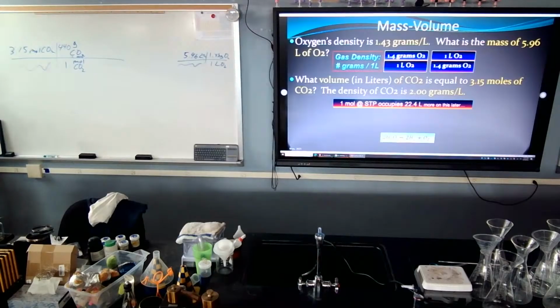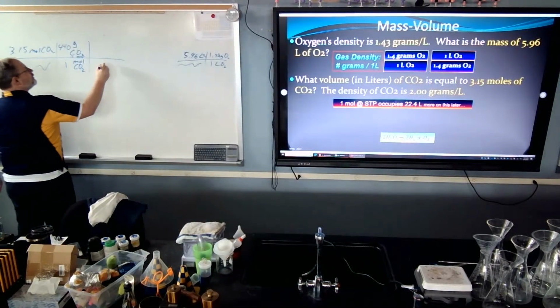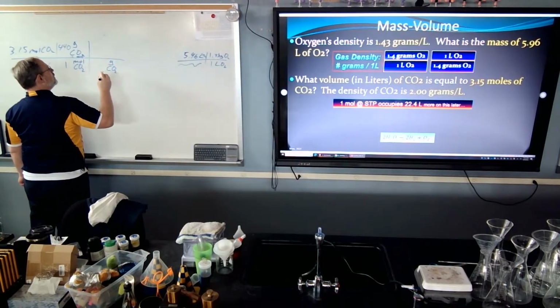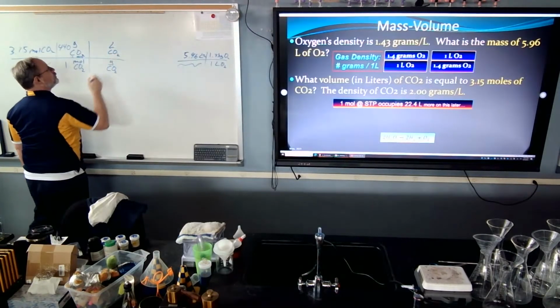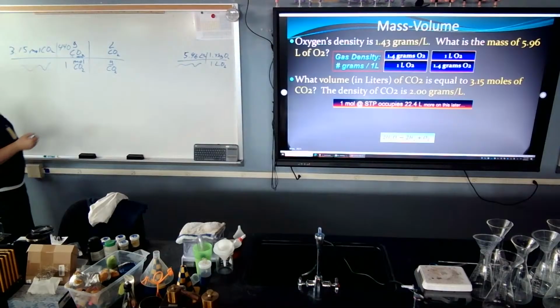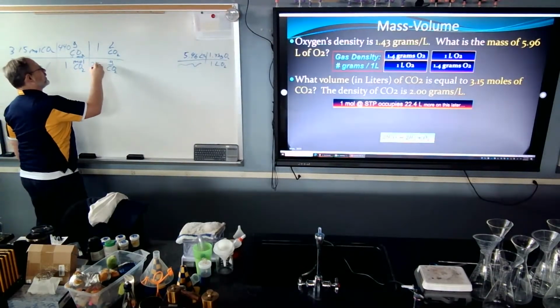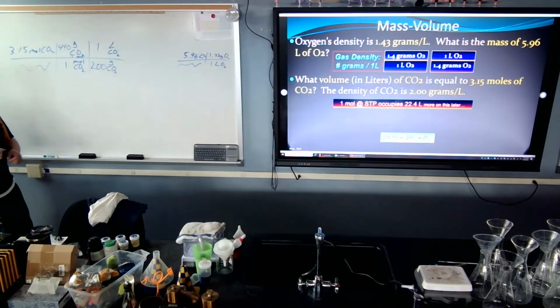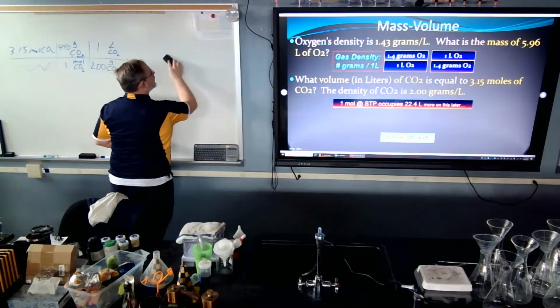Good old gram to mole. How are we doing so far? All right, so we're looking for liters. It says what volume. So we're going to move down our grams of CO2, and this is where we're going to convert our grams of CO2 to liters of CO2 using the gas density. Then 1 liter of CO2 has a mass of 2.00 grams. So go ahead and bang those out, and let's find out what the volume would be of 3 moles of CO2.